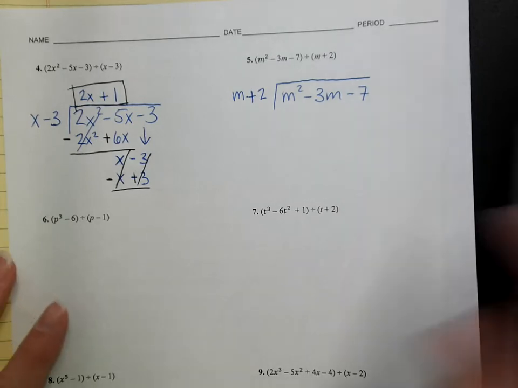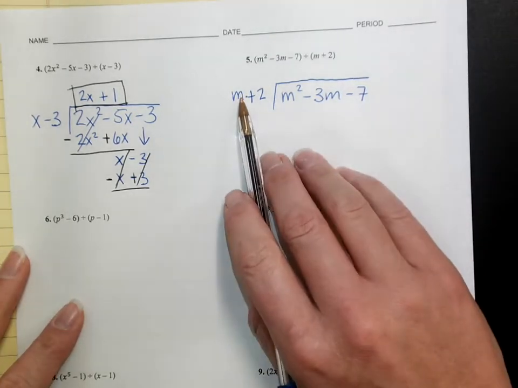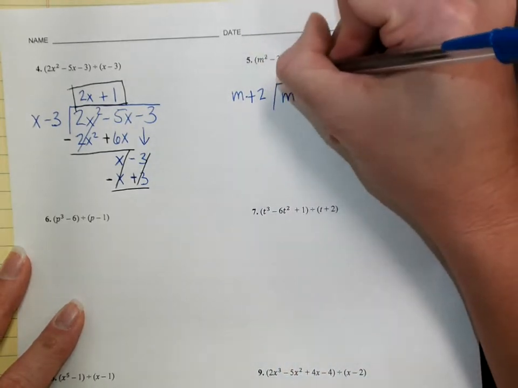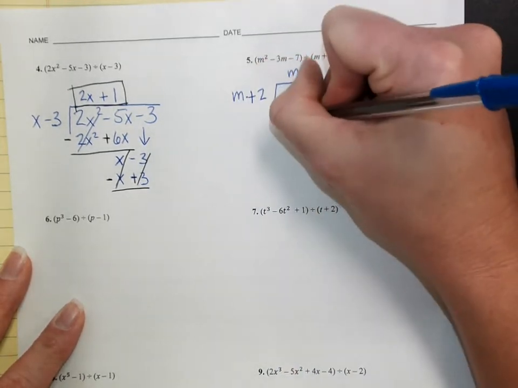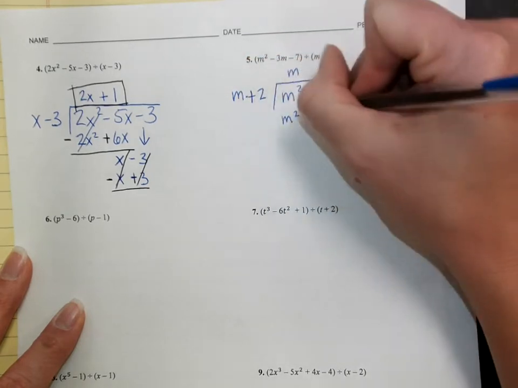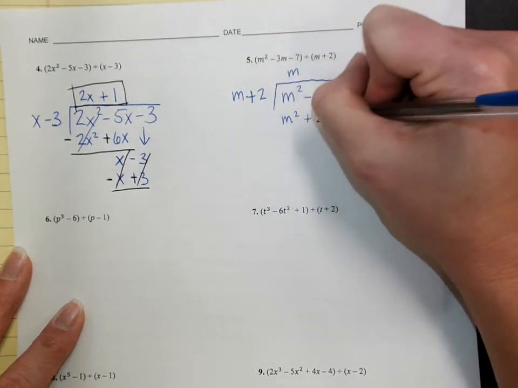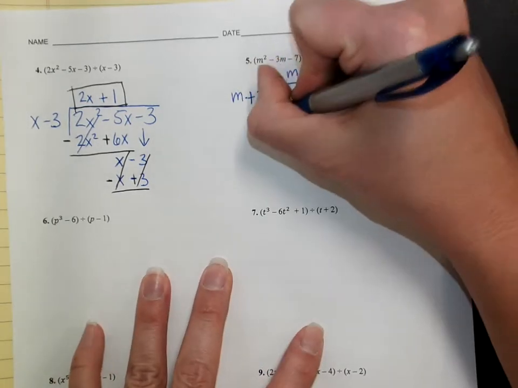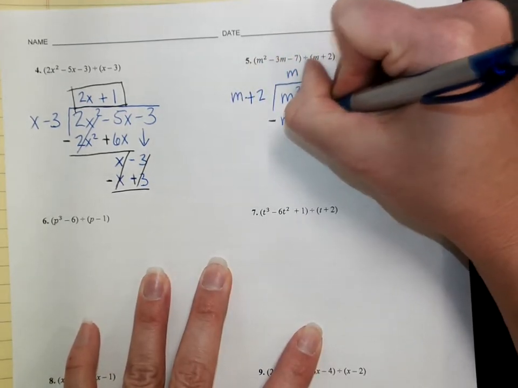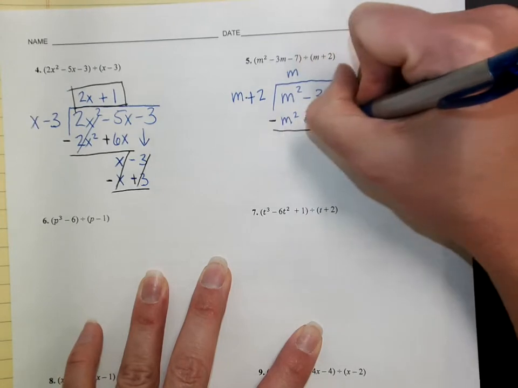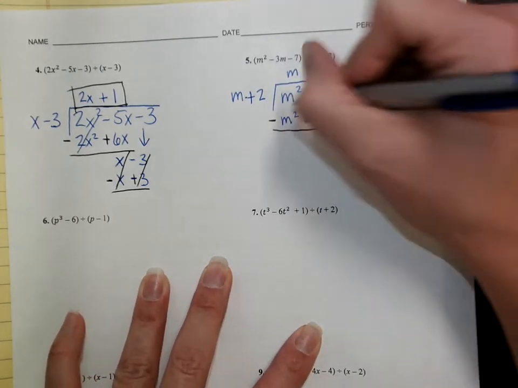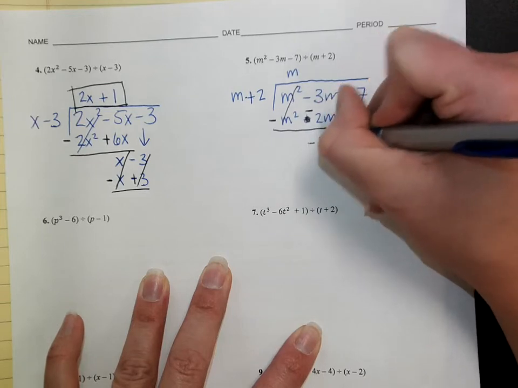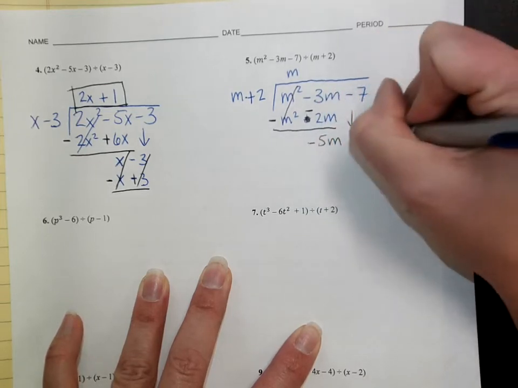Okay? So, same thing. What do I do to an m to make it an m squared? I multiply it by m. M times m squared. M times a positive 2 is a plus 2m. But remember, we subtract these. This becomes a subtraction. When you simplify, these cancel. Negative 3m minus 2m is a negative 5m. I bring down my negative 7.